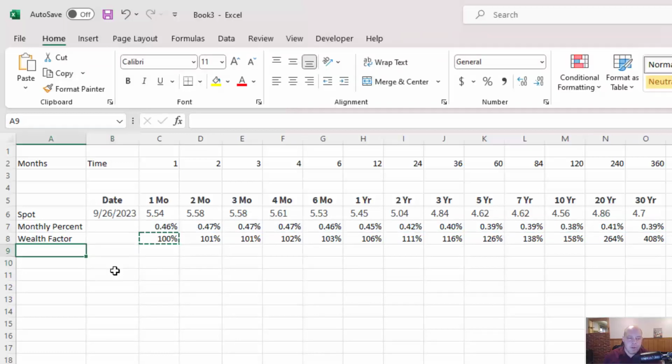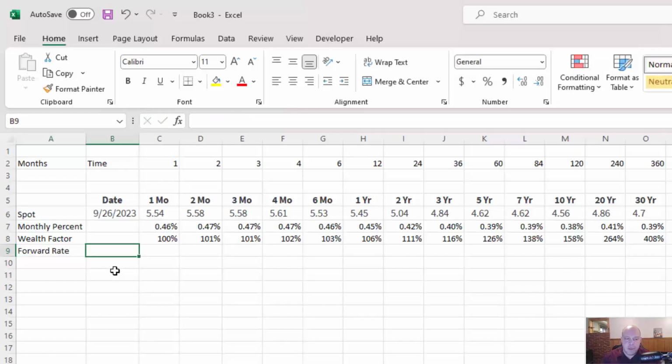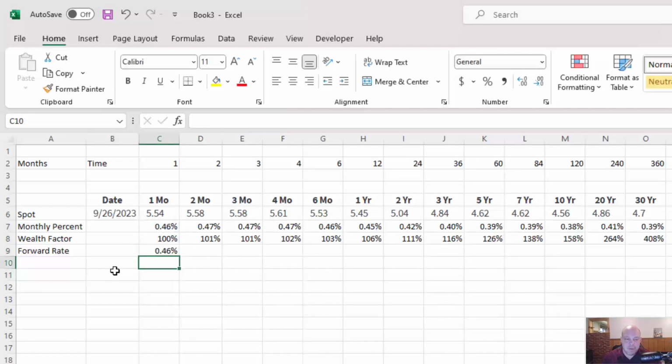So anyway, the forward rate at each point in the curve is equal to the change in these wealth factors. That's it. That's totally it. Except at the first point in the curve, it's really just equal to the same as the spot rate because there's no rates before it. So that is the forward rate.